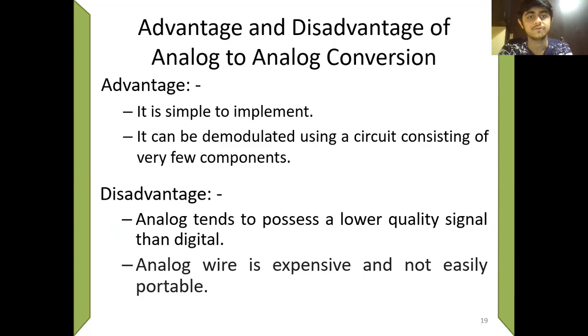Advantages and disadvantages of analog to analog conversion. Advantage: it is simple to implement. It can be demodulated using a circuit consisting of very few components. Disadvantage: analog tends to possess a lower quality signal than digital. Analog wire is expensive and not easily portable.